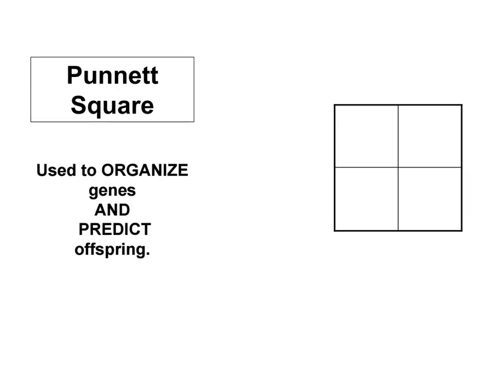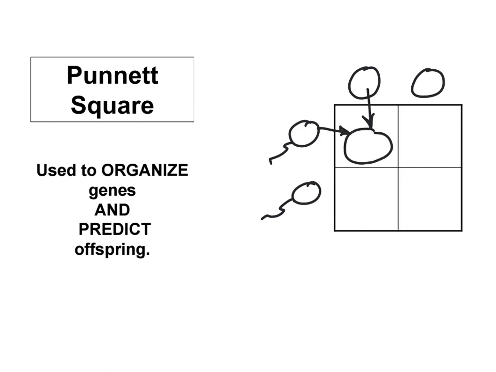The genotypes and phenotypes occur in patterns, and that pattern is easy to see if we can use a Punnett square. A Punnett square is a tool that we use to organize the genes and predict offspring. The Punnett square shows us the results of meiosis and fertilization. On the top, we're going to put the gametes of one parent. On the side are going to be the gametes of the other parent. And when these combine, we will get the combination in the zygote.